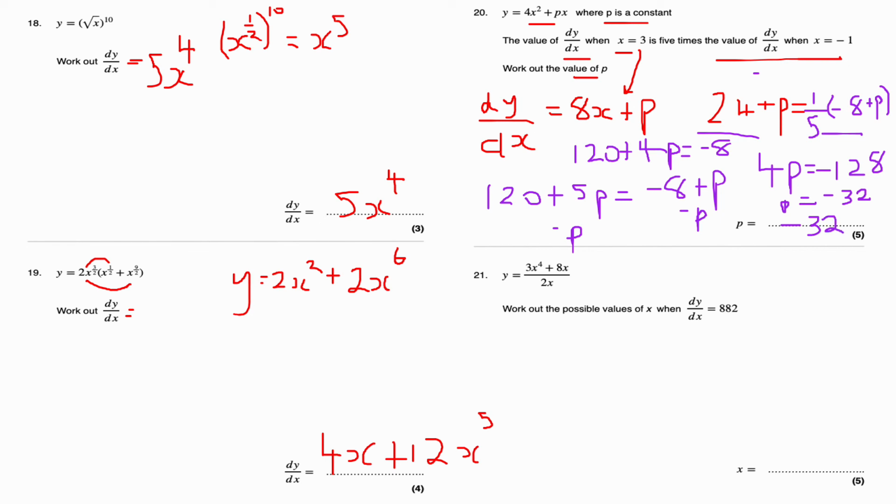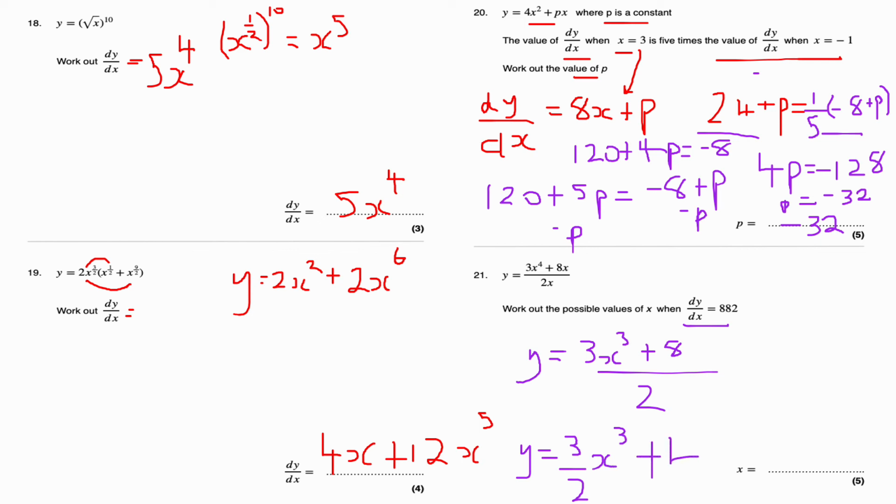Okay. Question number 21, guys. y is equal to 3x to the 4 plus 8x all over 2x. Work out the possible values of x when dy by dx is equal to 882. So, dividing everything through by the x, I'm going to have 3x cubed plus the 8, and this is obviously all divided by 2 here, so I've got to be a bit more careful. I've got a fraction involved, so I can just split this fraction into 3/2 x cubed plus 8 over 2, which is going to equal 4.